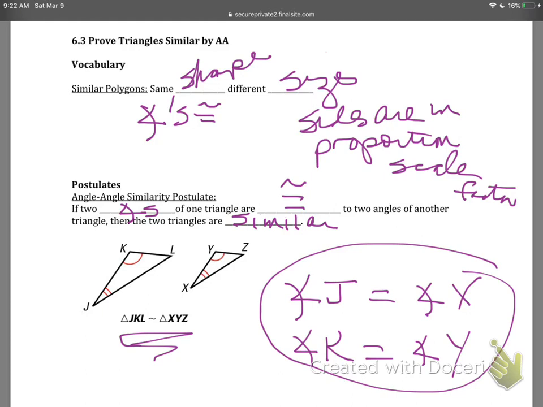If I knew the side lengths, I could check that they're in proportion, but I don't even need to do that, because once I've established that two of the three angles are equal, I know I have similar shapes, and therefore I know the side lengths will be in proportion, and I could get a scale factor. So let's go on to the next page.